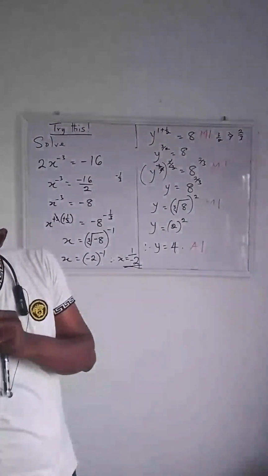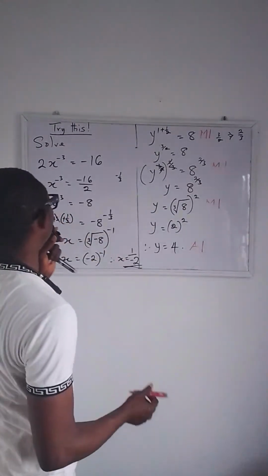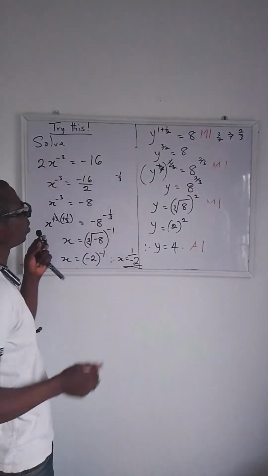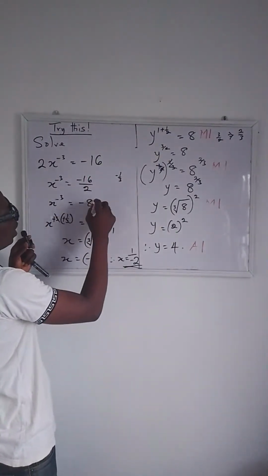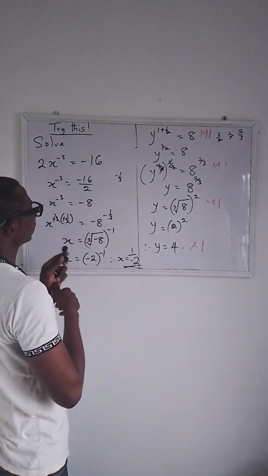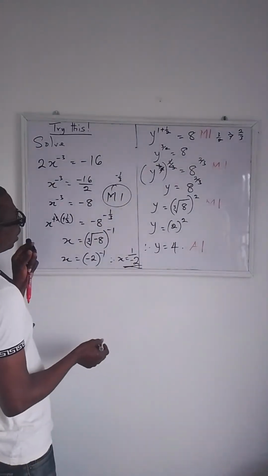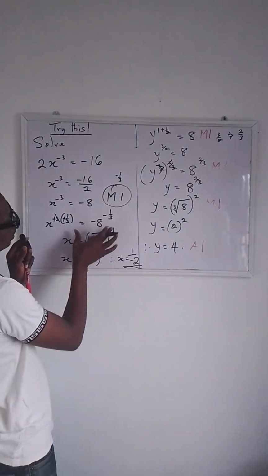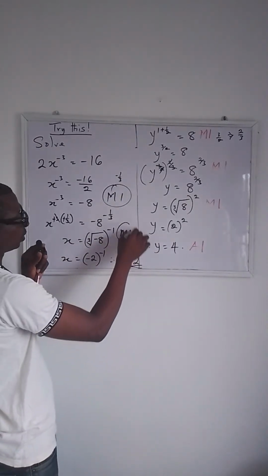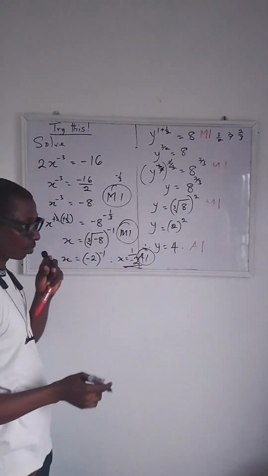All right, so how do we award marks to this question? Now, for dividing both sides by 2 and having this, we have M1. Okay, we have M1 for that. And for simplifying it down until we get to this level, we have another M1. And for getting the answer, we have A1. So 3 marks for this question.